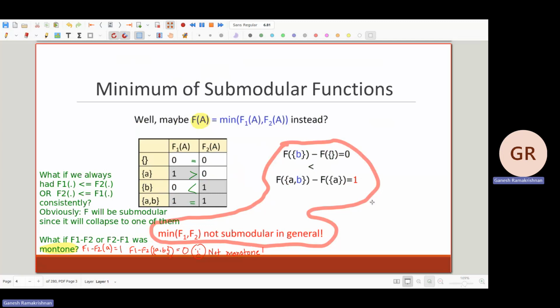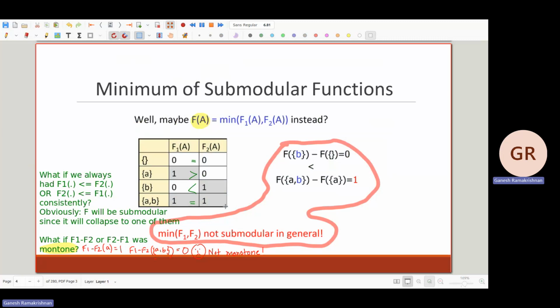The proof for min is given here. How do you prove it? You construct a counterexample. F1 of the empty set is 0, and F2 of the empty set is 0. F1 of the singleton set A is 1. F2 of the singleton set A is 0. F1 of the singleton set B is 0. F2 of the singleton set B is 1. And finally, for the set AB, both are 1.